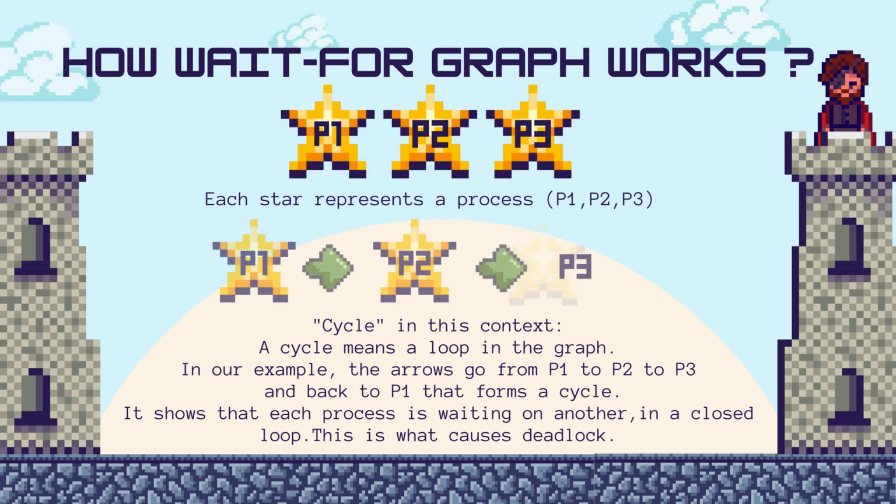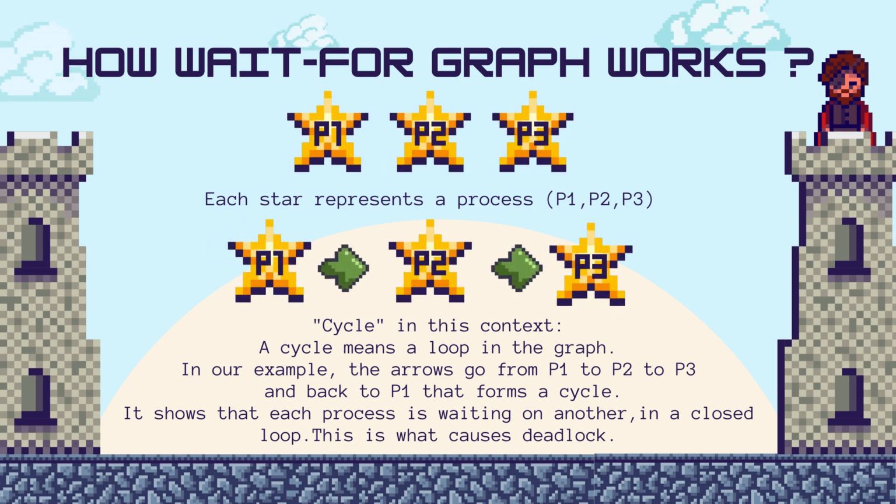How the wait for graph works. Each star represents a process: P1, P2, P3. Now, cycle, in this context. A cycle means a loop in the graph. In our example, the arrows go from P1 to P2 to P3 and back to P1, which forms a cycle. It shows that each process is waiting on another, in a closed loop. This is what causes deadlock.